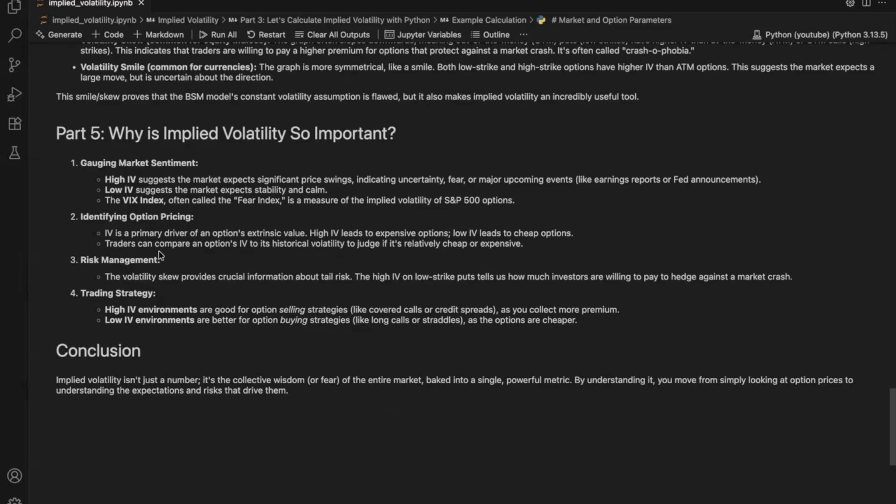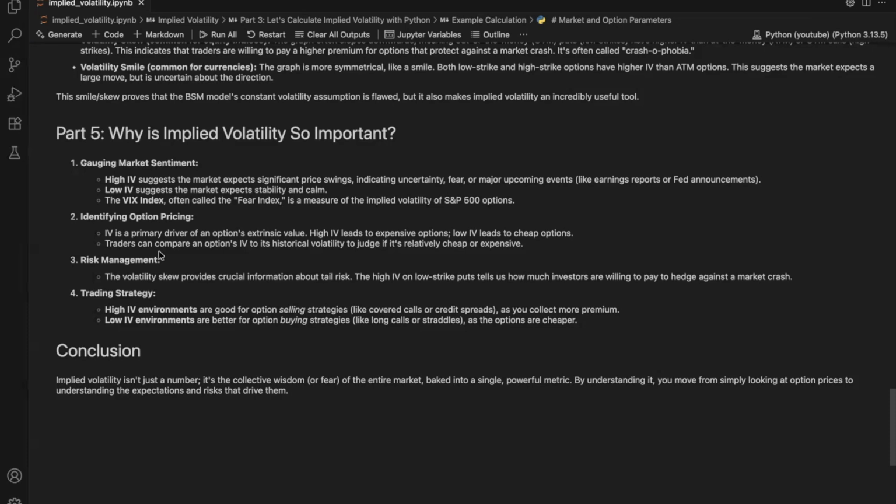It also tells you if an option is cheap or expensive. High IV means options have fat premiums. Low IV means they are on sale. And finally, it guides trading strategy. When IV is high, traders often look to sell options to collect that rich premium. When IV is low, it can be a good time to buy options.